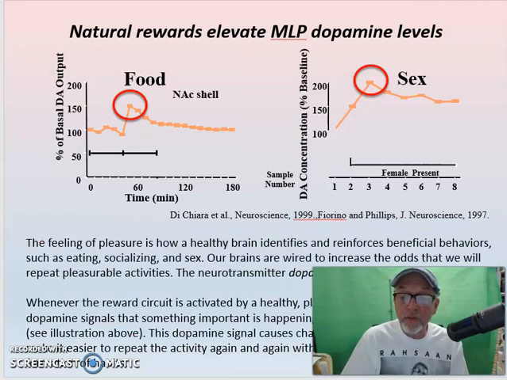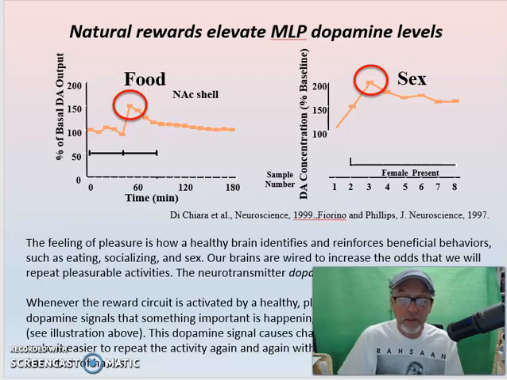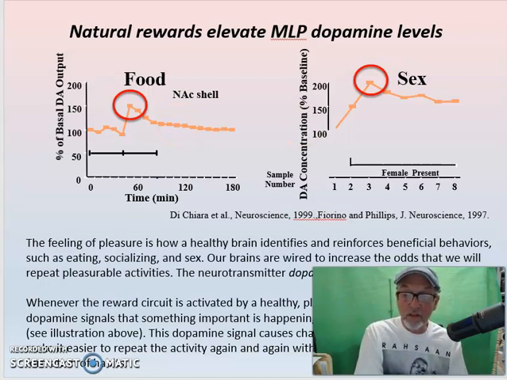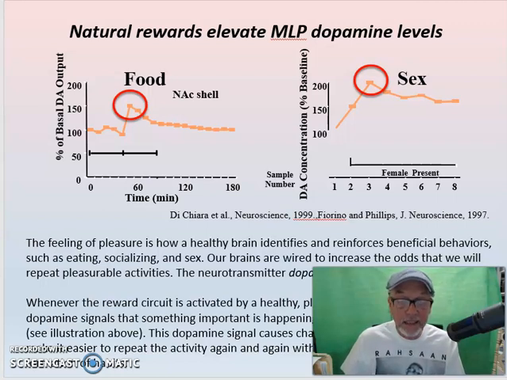The feeling of pleasure is how a healthy brain identifies and reinforces beneficial behaviors, such as eating, socializing, sex, and nurturing. Our brains are wired to increase the odds that we'll repeat pleasurable activities, and the dopamine neurotransmitter is central to this. Whenever the reward circuit is activated by a healthy, pleasurable experience, a burst of dopamine signals that something important is happening and needs to be remembered. Here's hungry, having eaten. Dopamine rush in the MLP reinforces the behavior. The next time the tension of hunger occurs, it just automatically signals the behavior of eating. So the dopamine signal causes changes in neural connectivity that make it easier to repeat the activity again and again without even thinking about it, leading to the formation of habits.